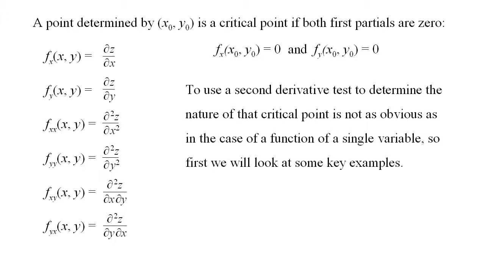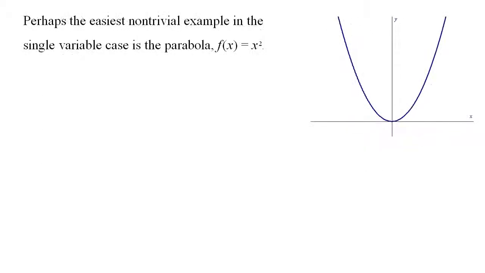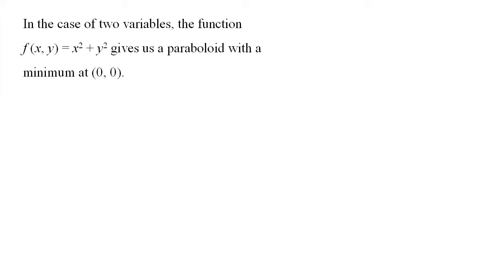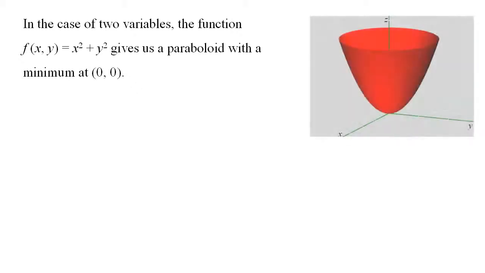To use the second derivative test to determine the nature of that critical point is not as obvious as in the case of a function of a single variable, so first we will look at some key examples. Perhaps the easiest non-trivial example in the single variable case is the parabola x squared. Since the derivative at 0 is 0, and the second derivative is equal to 2 at any point, it has a minimum when x equals 0. In the case of two variables, the function x squared plus y squared gives us a paraboloid with a minimum at the origin.